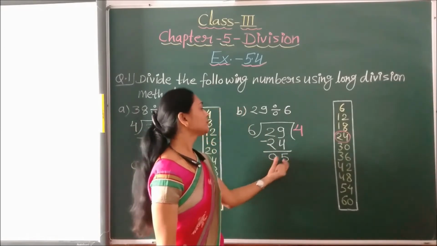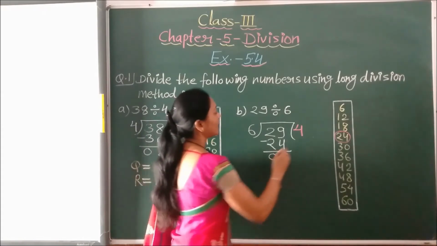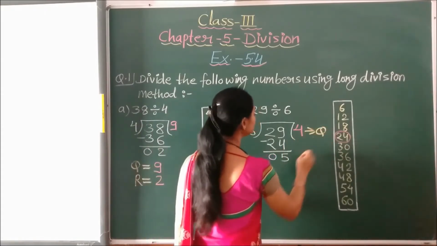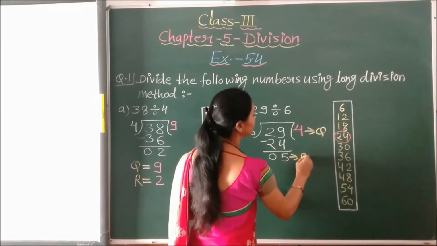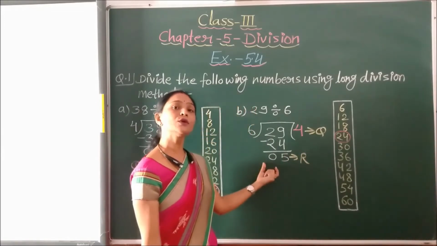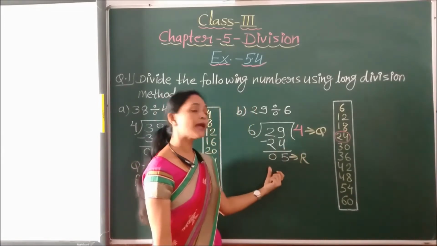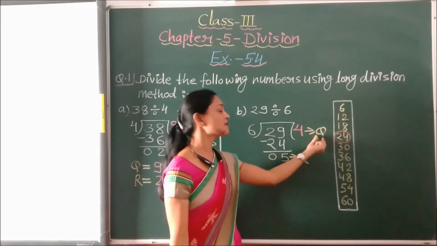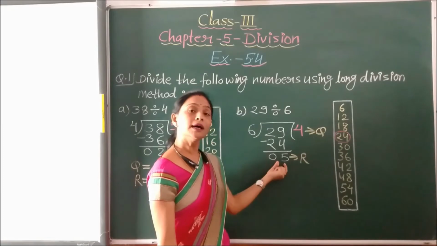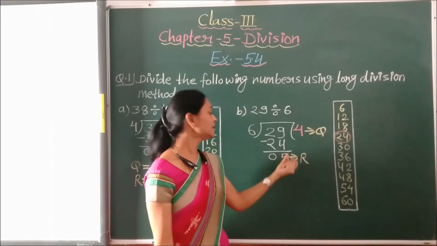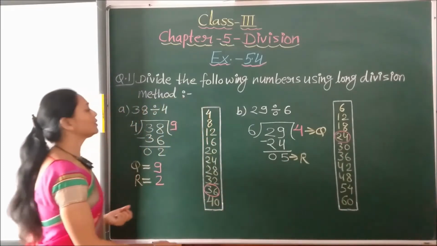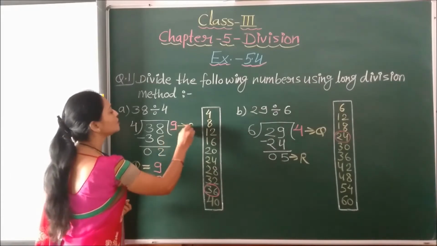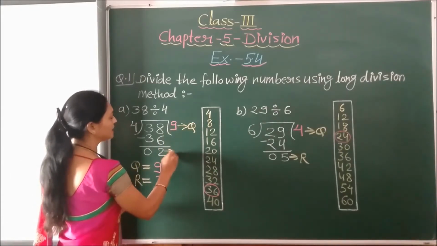So see, this is the quotient and this is the remainder. So this way also you may show the quotient and remainder. This is the answer after dividing. So this is the quotient and this is the remainder which is left after division. Yes children, here also you may see this is the quotient and this is the remainder.